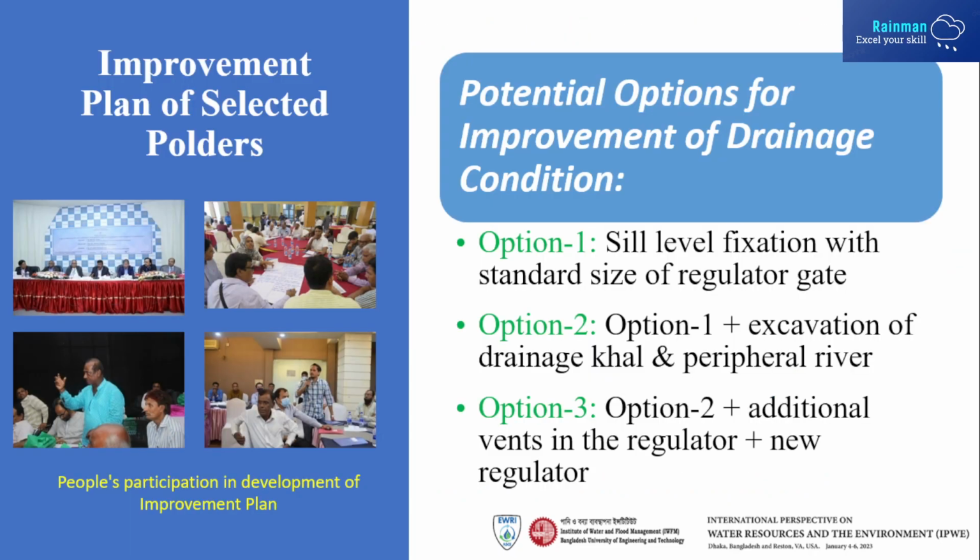And then we developed some improvement options through discussions, meetings, workshops, field visits, etc. Our first option is sea level fixation with a standard size regulator, and option 2 is option 1 plus excavation of drainage canal and peripheral river. Option 3, if option 2 fails, we explore. In option 3 we just add additional vents in the regulator, plus if a new regulator is required, we provide it.